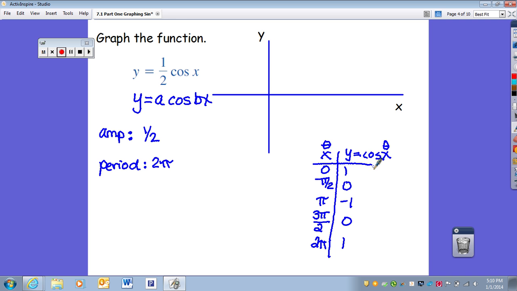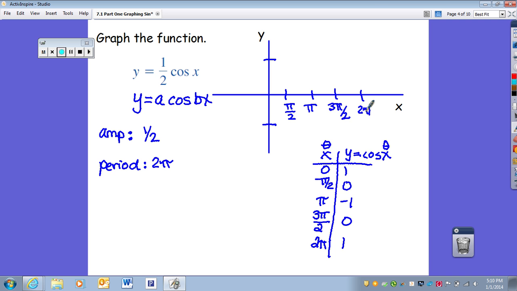So if we were to graph, we would take a look at our y-axis. We would have our amplitude. If we were doing our basic function, we'd be at positive 1 and negative 1. And then our cycle, we would be at 0, then pi over 2, pi, 3 pi over 2, and then 2 pi to finish.